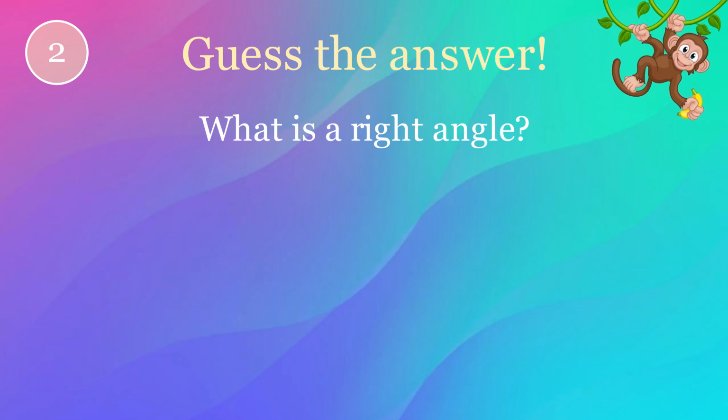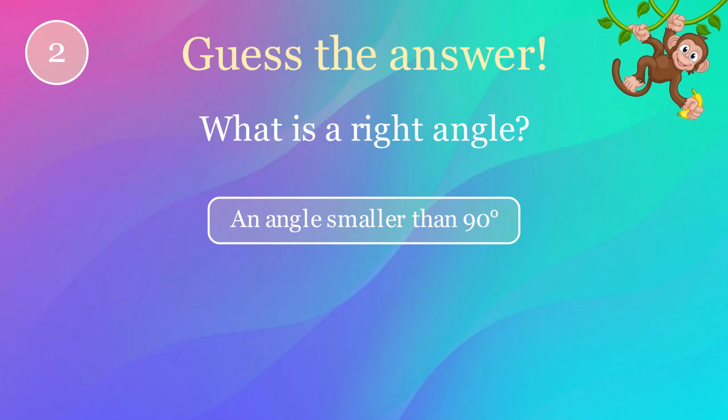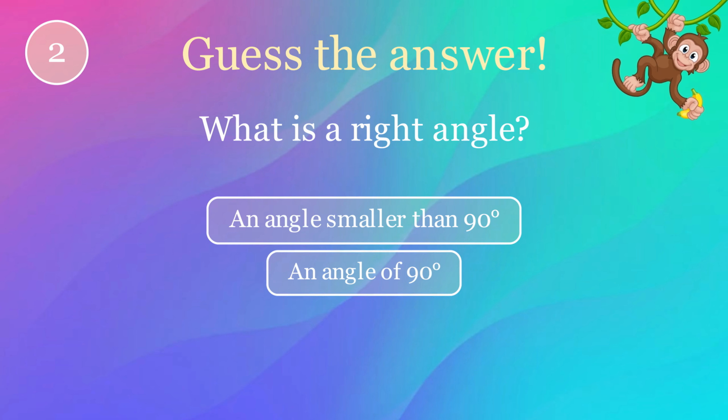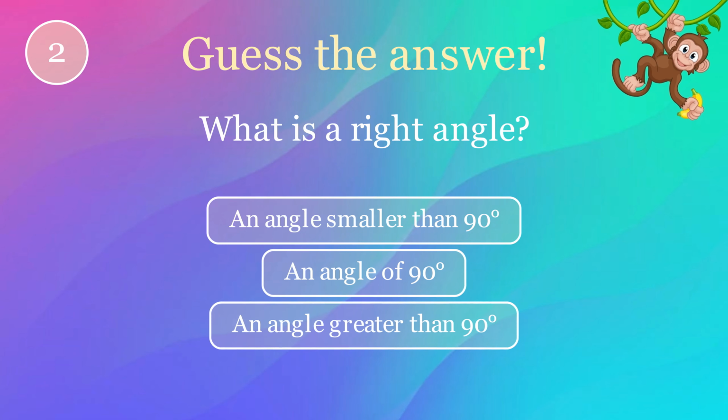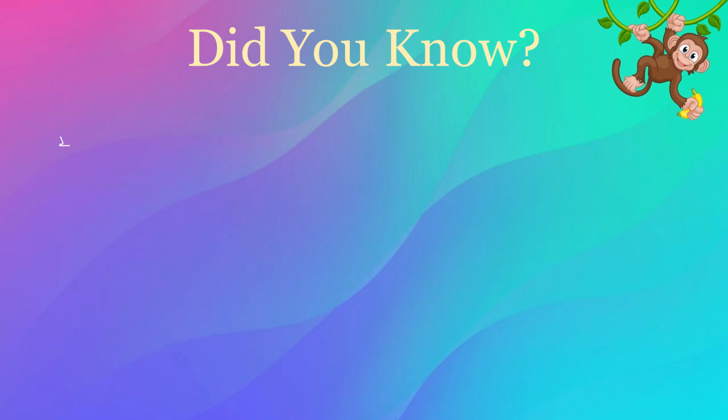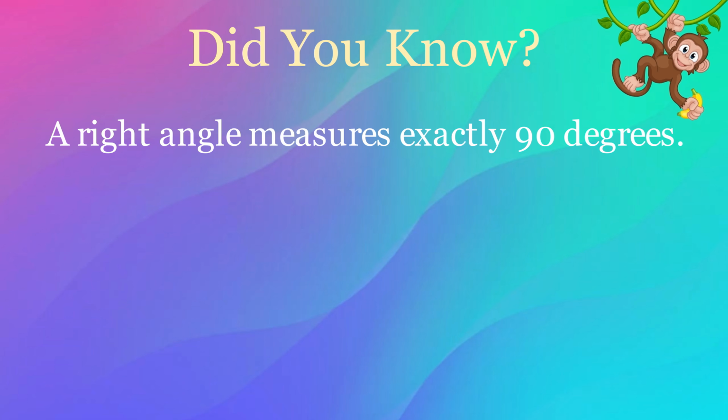What is a right angle? An angle smaller than 90 degrees. An angle of 90 degrees. An angle greater than 90 degrees. The correct answer is an angle of 90 degrees. Here's an interesting fact: a right angle measures exactly 90 degrees.